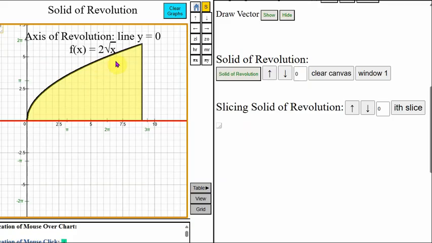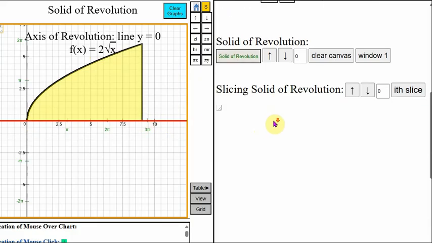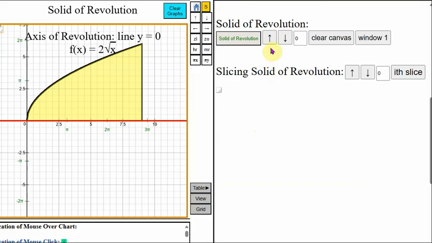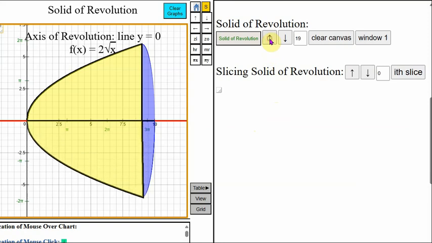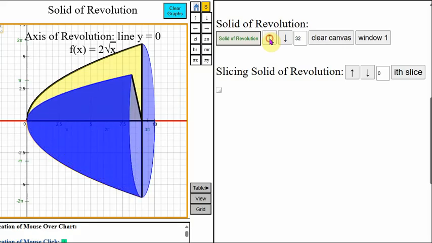And here, once again, this is the region that we want to revolve. And this region right here is bounded above by the graph f of x equal to 2 times the square root of x. And it's bounded below by the x-axis from 0 to 9. And so let's revolve this region right here about the x-axis. And this is our solid of revolution, and we want to find the volume of this solid of revolution.